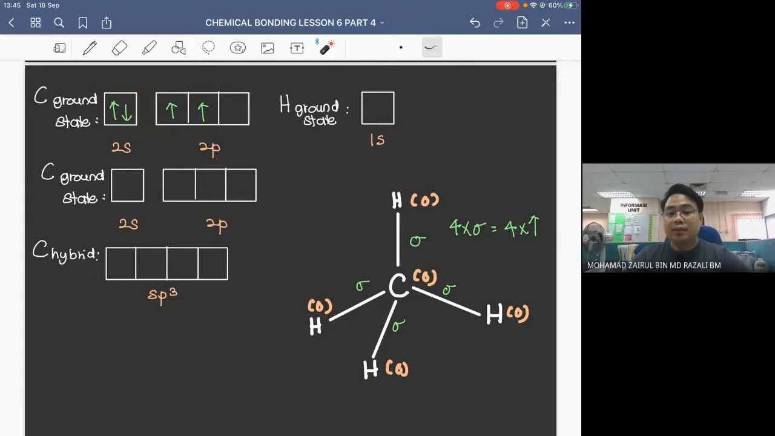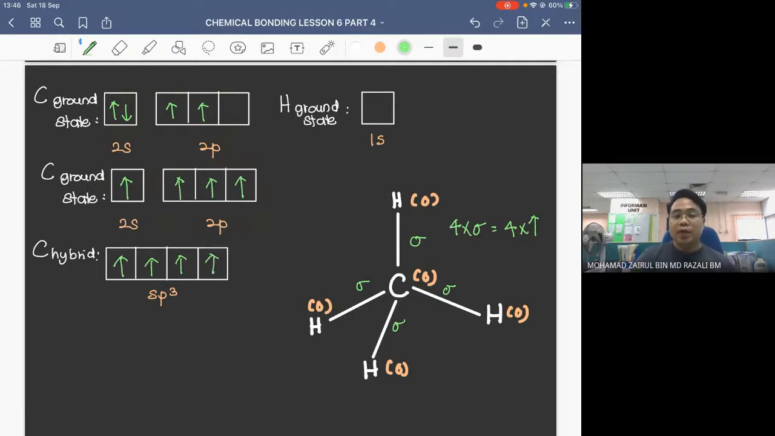We can form that by exciting one of the electrons from the 2s orbital to the 2p orbital. So we excite the electron from 2s to 2p. When we excite it, 2s now has only 1 electron and 2p now has 3 unpaired electrons. Since the hybrid on the carbon is sp3, that means it involves the mixing of 1 s orbital and 3 p orbitals. So we combine 1 s orbital and 3 p orbitals, and it becomes sp3 hybrid.